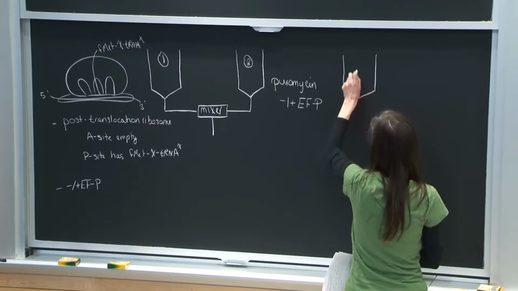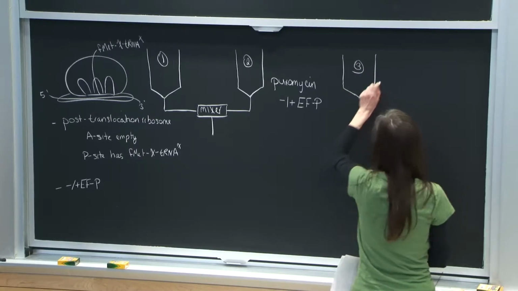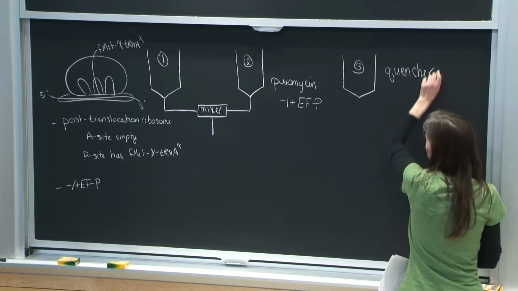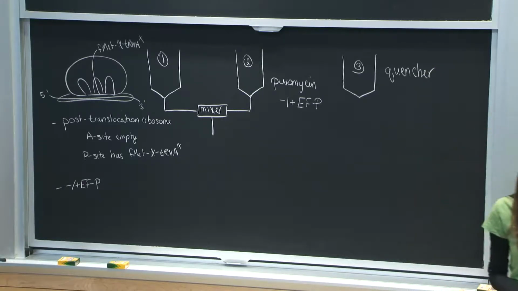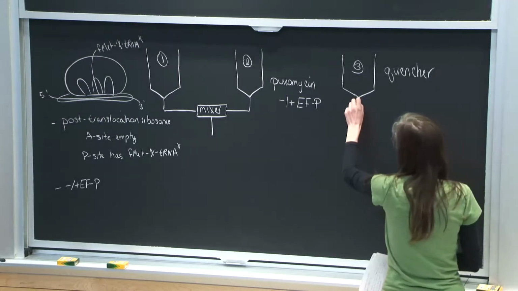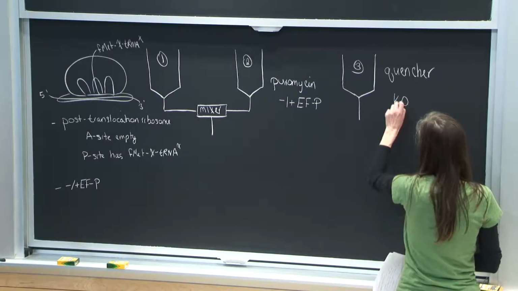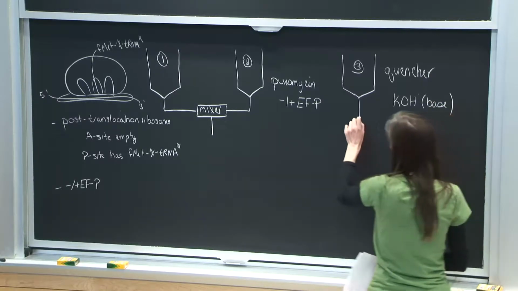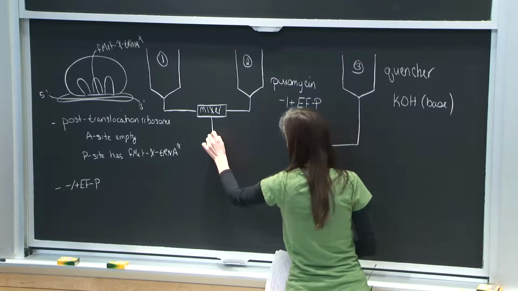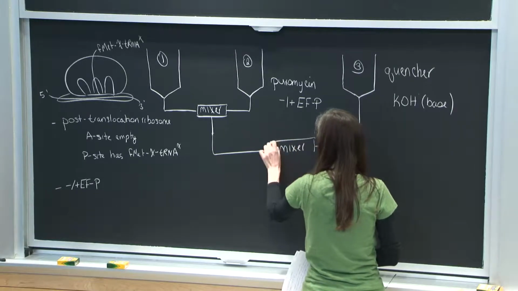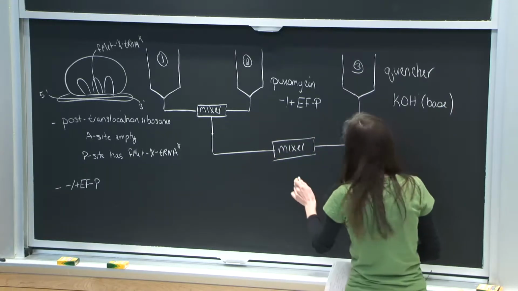So in this case, we're going to have a syringe 3 with a quencher. And in this particular work, they used base. So sometimes it's acid, sometimes it's base. And this was a solution of KOH. Okay, so then after some time, okay, we can have the reaction quenched.